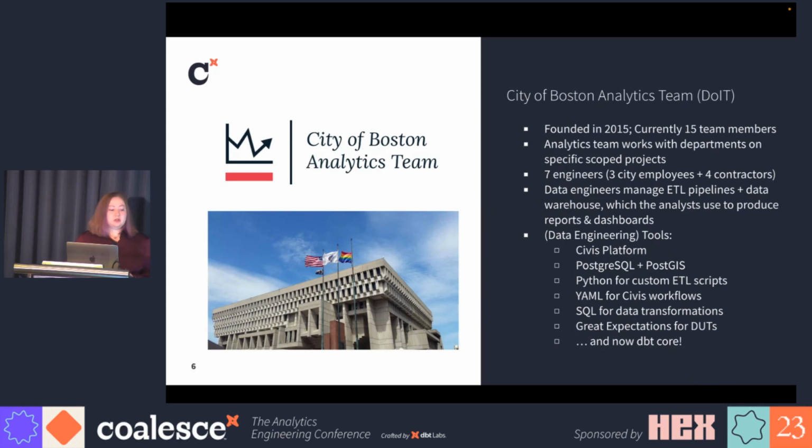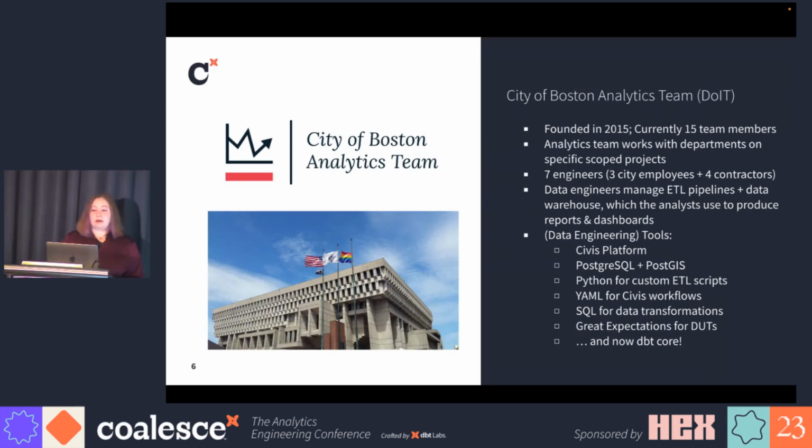As of about 4 years ago, our infrastructure is mainly housed through Civis platform, which provides our workflow orchestration and also manages our Postgres database. On the engineering team, we have 7 engineers total, 3 who are city employees, 4 who are contractors. Our job as data engineers is to manage the ETL pipelines and our data warehouse. And then the analysts use that data warehouse in order to build reports and dashboards.